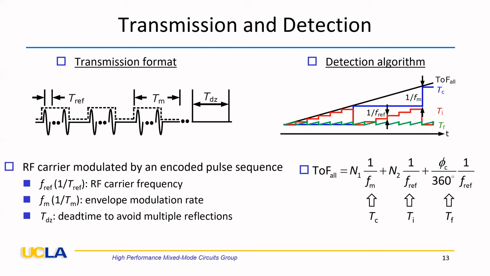The overall time of flight detection can be partitioned into 3 parts: the coarse time of flight, the intermediate stage time of flight, and the fine time of flight. The coarse detection is counting at the rate of the low frequency envelope modulation, and the intermediate stage counts at the RF carrier frequency, and the fine detection finds the phase shift within the cycle.